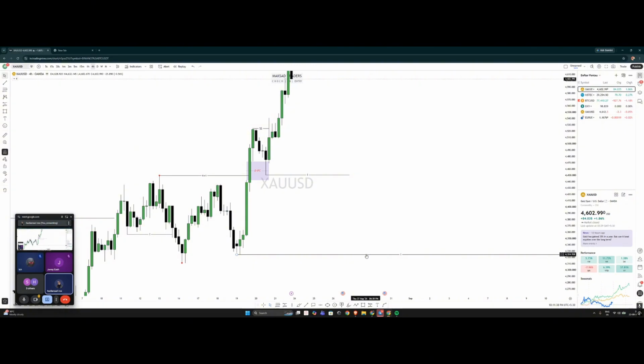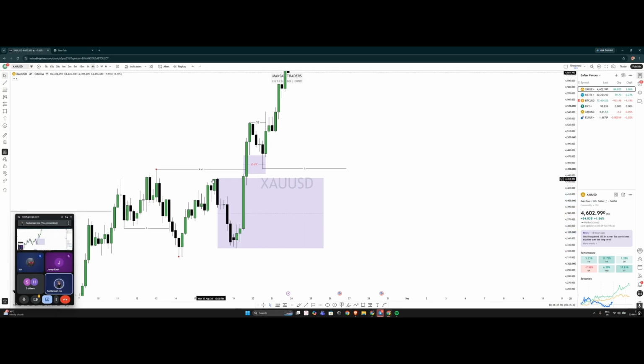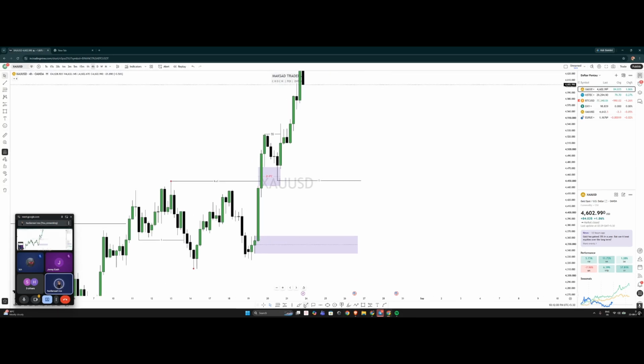So as we have our inducement here, this entire zone is going to act as a support. But if we filter it, then we have this one as our order block. With that order block, we have a fair value gap, obviously. So this entire zone is our area of interest.